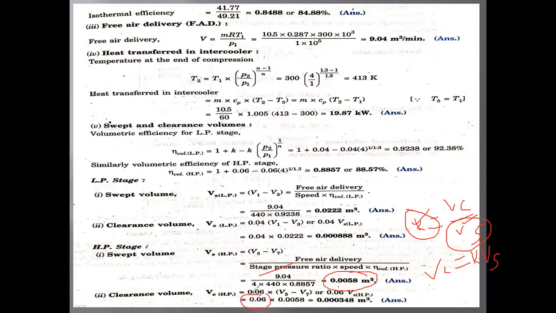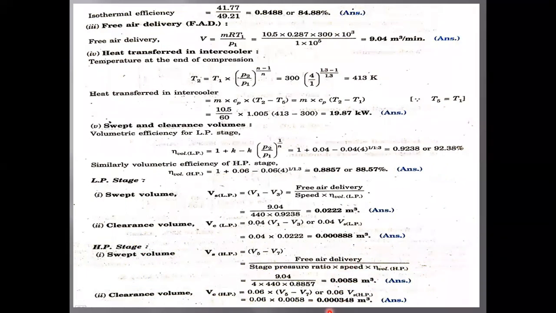Simply substitute that. The K value for the high pressure cylinder is already given in the problem as 0.06, and the swept volume taken directly from here is 0.0058, so that will give us the clearance volume for the high pressure cylinder also. So what you got is the clearance volume as 0.000348. That's the value you got here. In that way we find out the clearance volume for the high pressure cylinder.